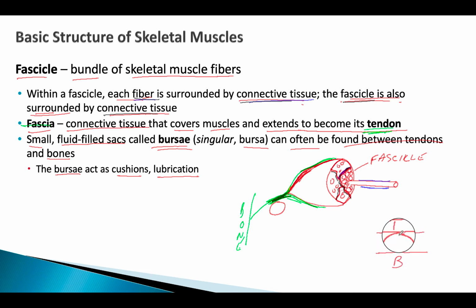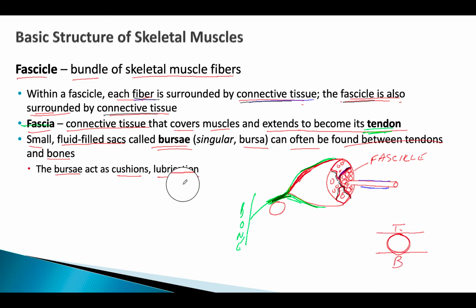So think of the bursa as something that prevents these two from rubbing against each other. We don't want that to happen because tendon and bones rubbing against each other can ultimately damage either tendon or bone or both. So the bursa prevents the damage that may occur when these two are going to be in direct contact with each other.